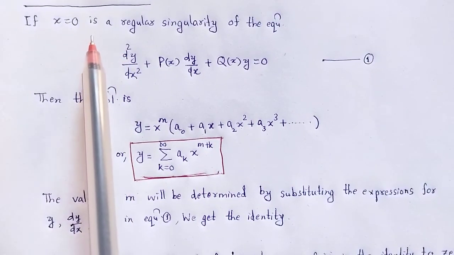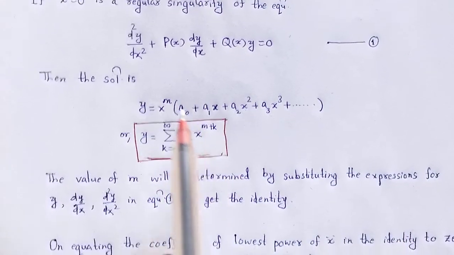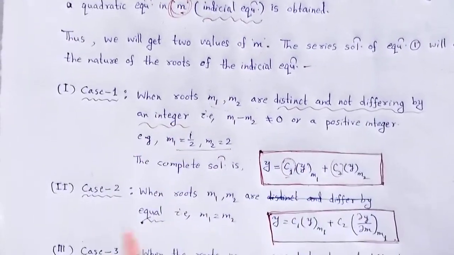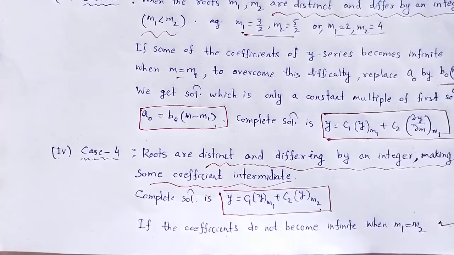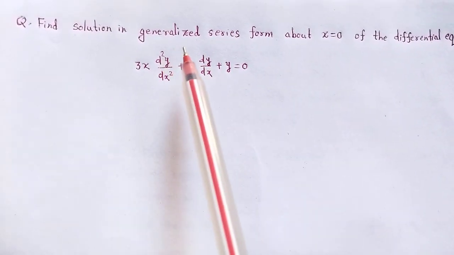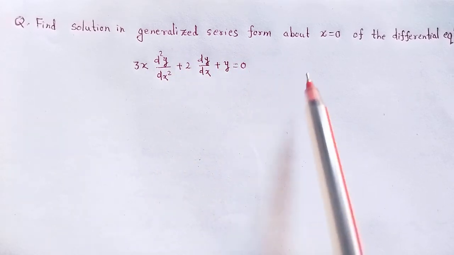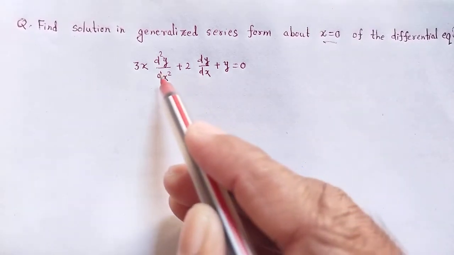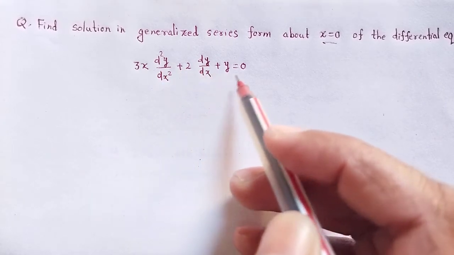If 0 is a regular singularity of the differential equation, we use the Frobenius method. This is the method that depends upon the condition of the roots. Let us take an example. Find the solution in generalized series form about x equal to 0 of the differential equation given by 3x d square y by dx square plus 2 dy by dx plus y is equal to 0.